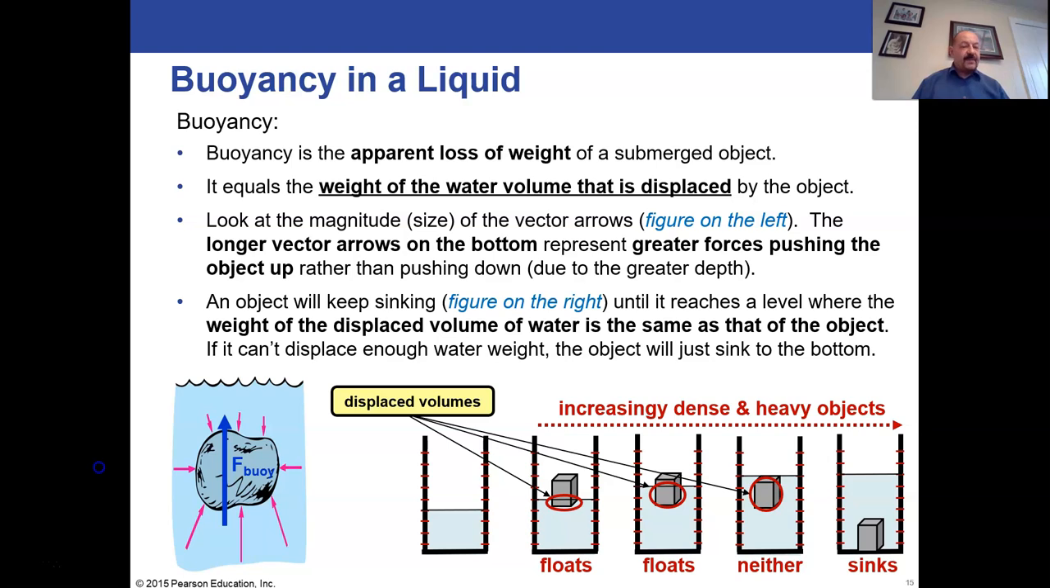So let's look at some objects that have different densities. So for the same total volume of the object, they all have different weights. Let's assume they have different weights. And from left to right, they get heavier and heavier for that same object. They're denser and denser. If we start in the far left container of water, we see the water's at 4 notches there.